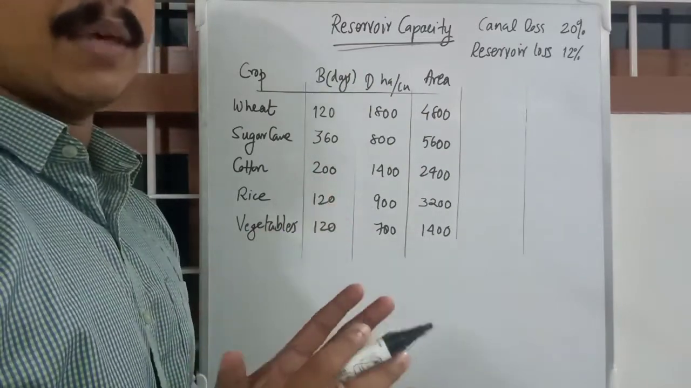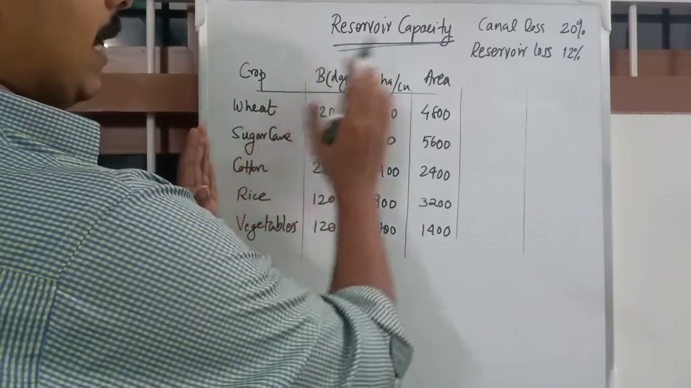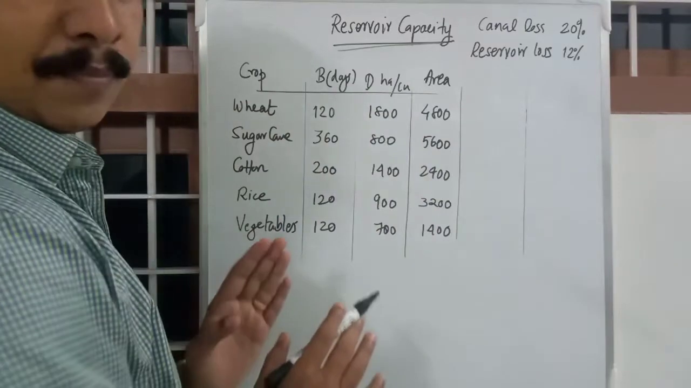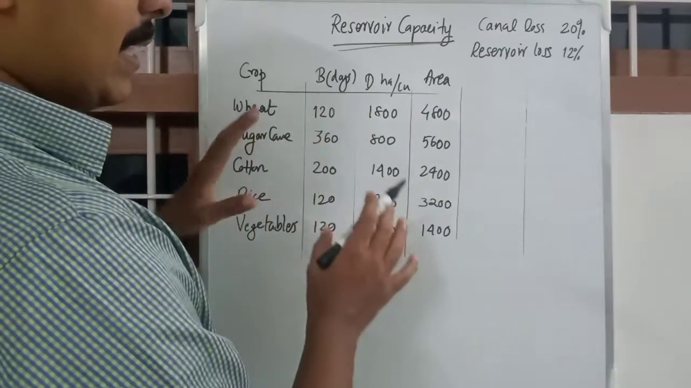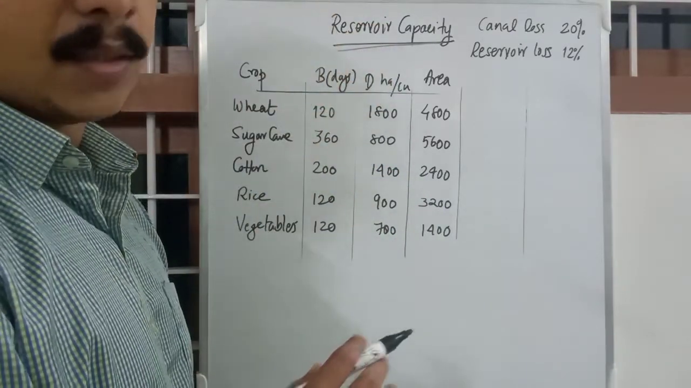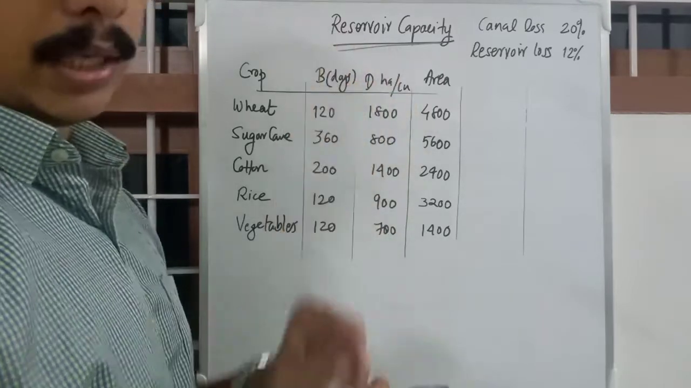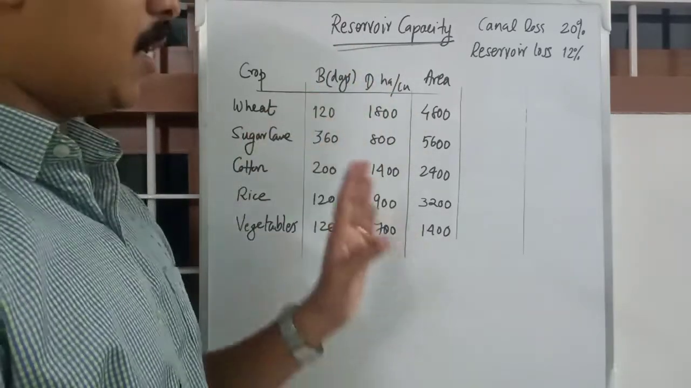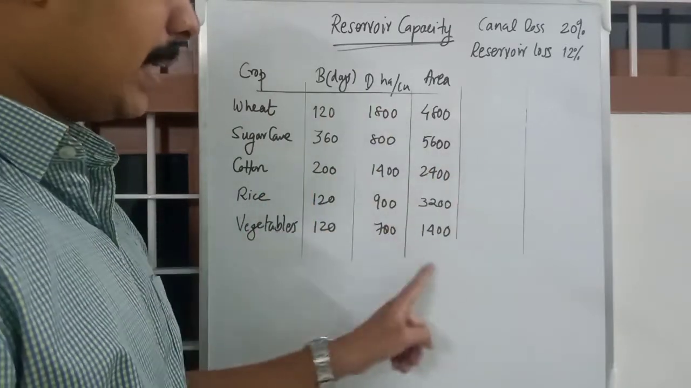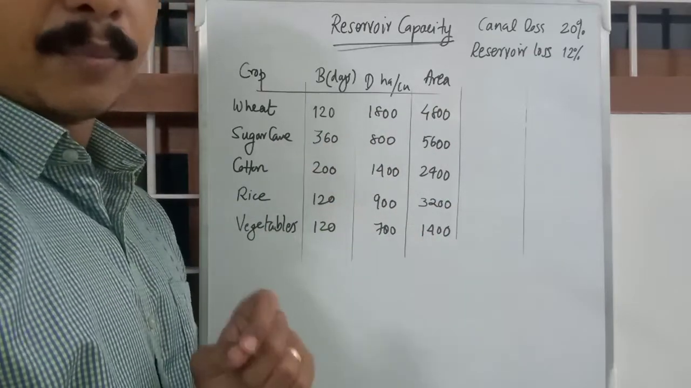For the time being, you are assuming that all the area in which we are cultivating these five types of crops, all the irrigated water will be taken from a single reservoir. By that assumption, we will be calculating the amount of water required to irrigate all this area using this duty value. Okay, you get the point.